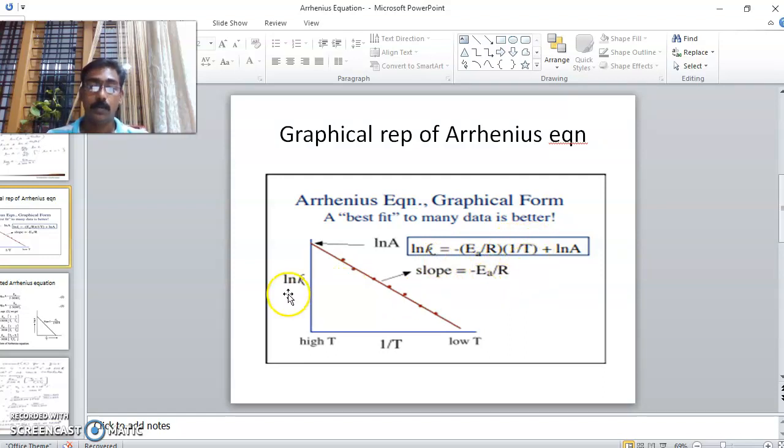So we'll plot a graph of log k versus 1 by T, and this is a straight line with a negative slope, because the slope is equal to minus Ea by R. So this is the graphical representation of the Arrhenius equation, and by calculating the slope we can determine the value of Ea, that is, the activation energy.